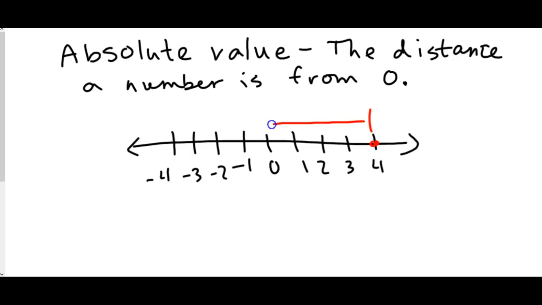Positive 4, comparing it from 0, we go 1, 2, 3, 4 spaces. So it is 4 units. Let's look at negative 4. Comparing from 0, we go 1, 2, 3, 4 spaces. So it is also 4 units. Now it wanted the distance. We don't care if it's positive or negative. We don't care if we went to the right or to the left. It just wants the distance, and the distance can't be a negative number.